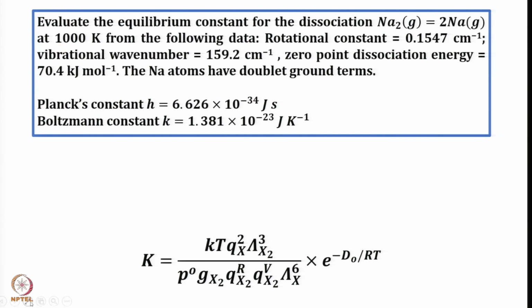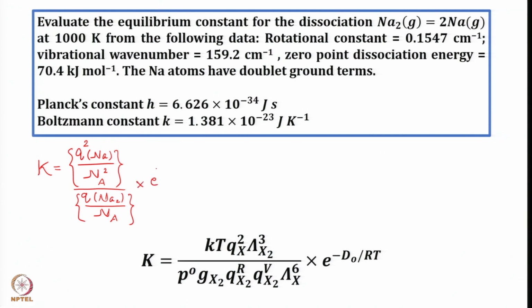How we will approach this problem is, first we will write an expression for K. As we just discussed, K is Q_Na by N_A, squared, for the numerator, I am already squaring it, divided by Q_Na2 by N_A for the denominator, and then I have exponential minus delta E0 by RT.